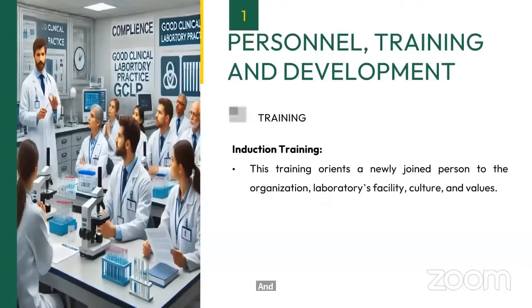The person will be oriented. What is the organization? What is the structure of the organization, what are the different managements, what are the different departments and areas, what is the aim of the organization, what are the vision, mission, and policies of the organization, and then what are the laboratory facilities. Sometimes, in very big organizations, the staff working in one corner of the institute doesn't know what is going on in another corner. So they should know what the different facilities are, what the structure of the laboratory is, what the culture in your laboratory is, and what values they should follow while working in the laboratory. All these things should be oriented during the induction training.